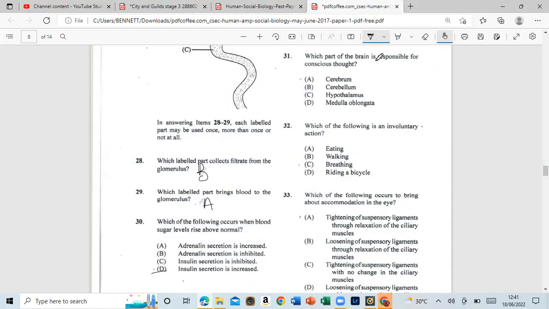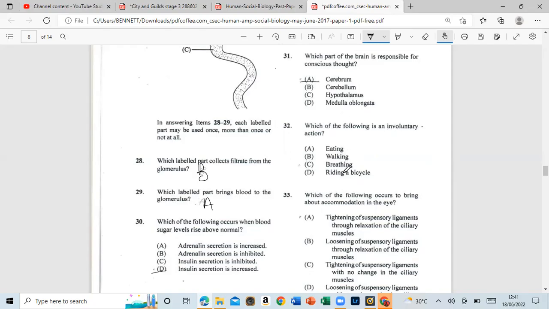31, which part of the brain is responsible for conscious thought? Is it the cerebellum, the hypothalamus, or the medulla oblongata? And that's the cerebrum.